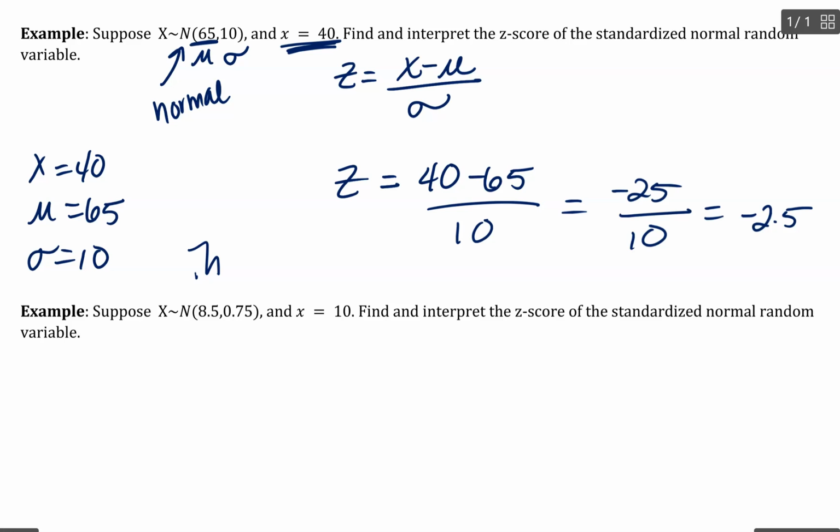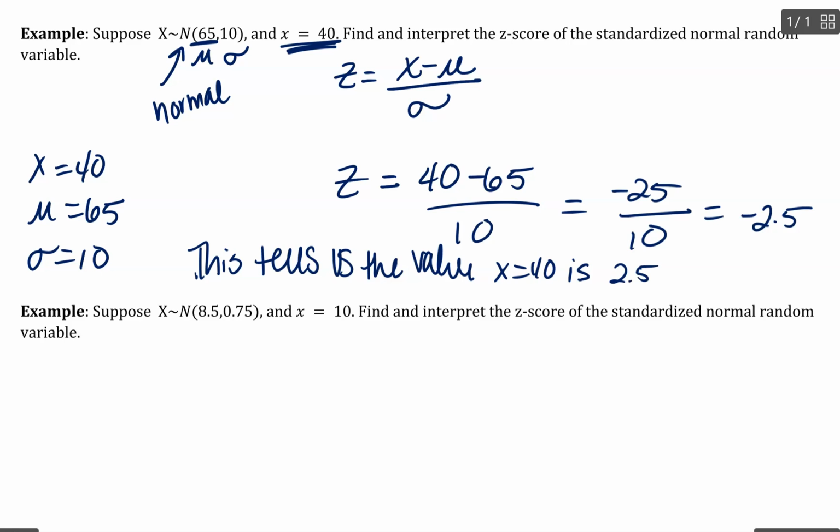So let's write that down. This tells us the value x equals 40 is 2.5 standard deviations below the mean. And the mean is 65, I'll just make that clear.